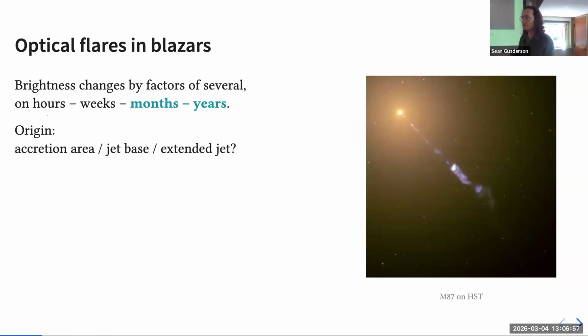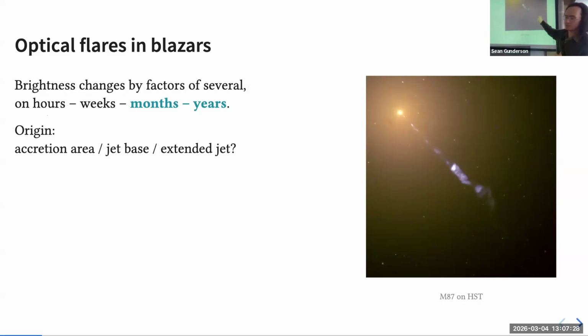There are generally three regions where it's feasible. Either it's somewhere in the accretion area, since even for blazars we can see emission from there, or some region very close to the jet base in the acceleration region, or somewhere much further away. Here I'm showing the most well-studied jet, of M87. This is one of the few jets that you can directly resolve with optical, and you can see all this structure inside of it. But it's very rare.